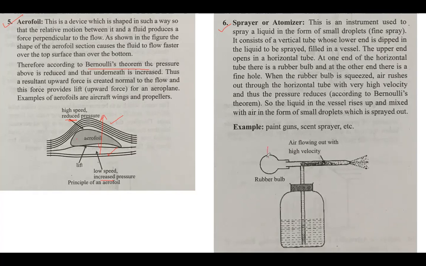So when the rubber bulb is squeezed, air rushes out through the horizontal tube, and here the pressure is less. The pressure here is more, so liquid will come up, and because of the blowing of this air, the liquid is sprayed outside. The liquid in the vessel rises up and mixes with air in the form of small droplets which are sprayed out. So paint gun, scent sprayer, everything works on this.